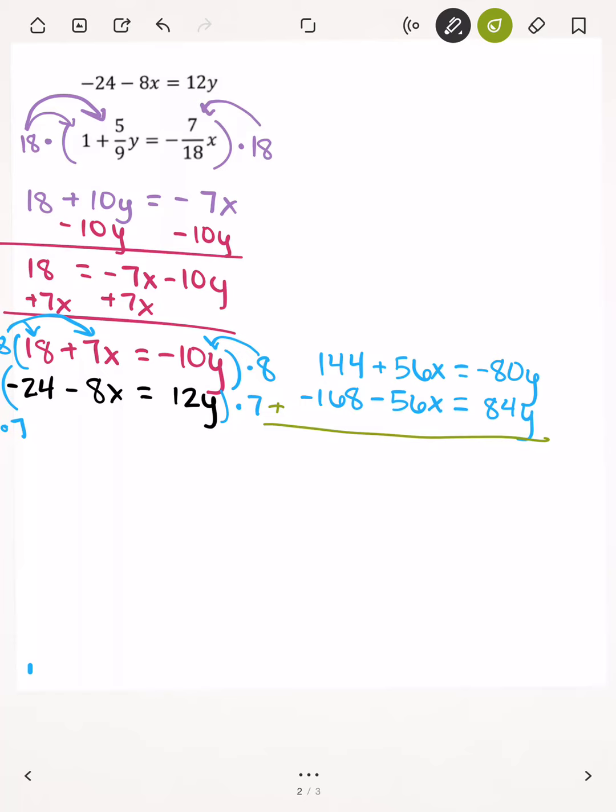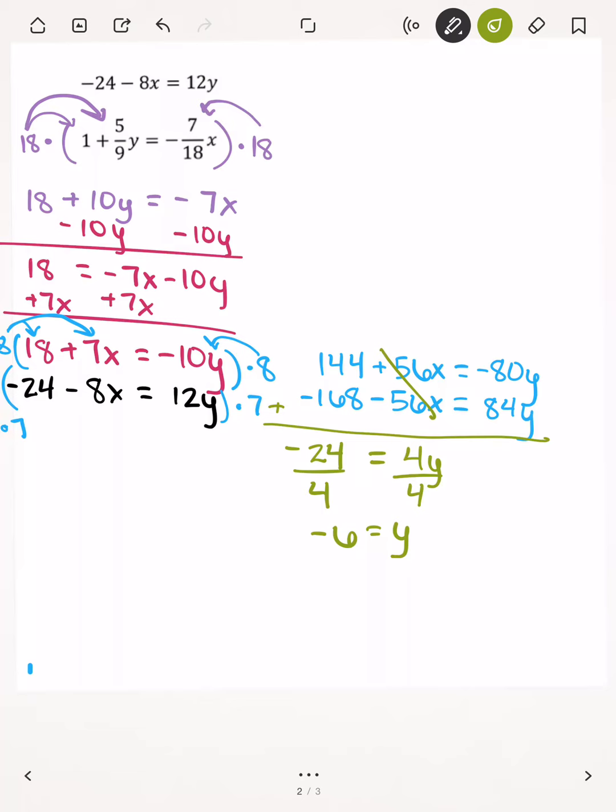So 144 minus 168 is going to give me a negative 24. 56x minus 56x, those cancel out. I have a negative 80y plus an 84y. That gives me 4y. To solve for y, I divide both sides by 4. Okay, negative 24 divided by 4 is a negative 6. So y equals negative 6.